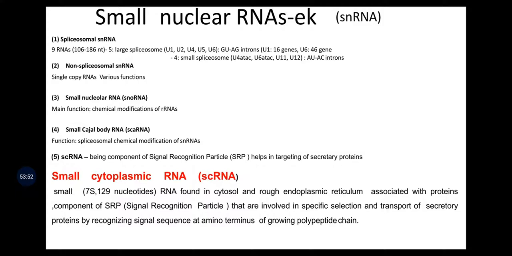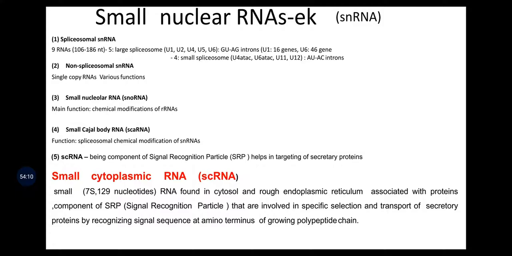Small Cajal body RNA, that is scaRNA, plays a role in chemical modifications of spliceosomal snRNAs. SRP RNA, being a component of the signal recognition particle, helps in targeting the secretory proteins.